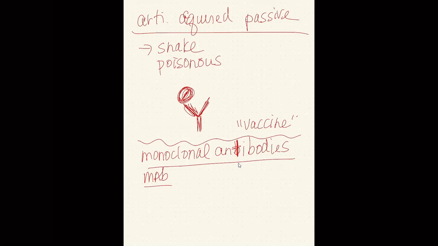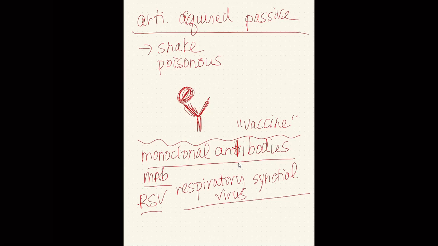One good example is a virus that affects premature babies, RSV, respiratory syncytial virus. It's around all the time, and adults can get it and it's just like a cold. But in a premature baby, it makes them really sick, and they can end up in the ICU. There's no vaccine that they can give them. So they call this a vaccine, but it's not really a vaccine.